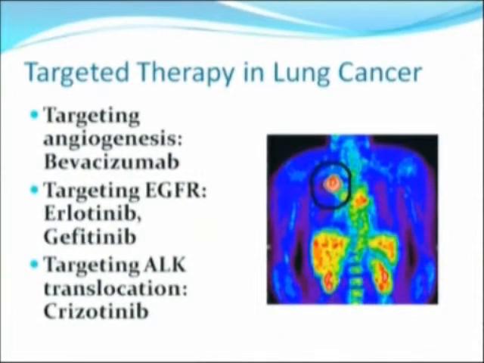So are we using targeted therapy in lung cancer? Well, we have started. We currently use Avastin or bevacizumab targeting angiogenesis. We are currently using drugs targeting the epidermal growth factor receptor. Those are oral drugs, erlotinib, Tarceva, and gefitinib, or Iressa. And we also recently have the latest drug in our armamentarium, which is crizotinib, an oral ALK inhibitor.